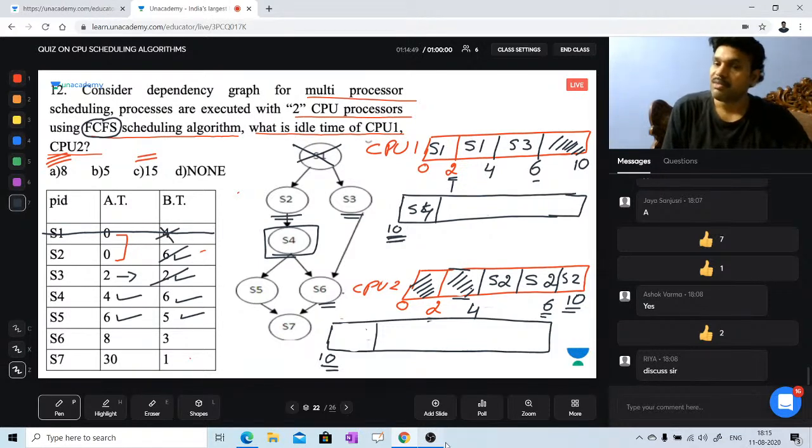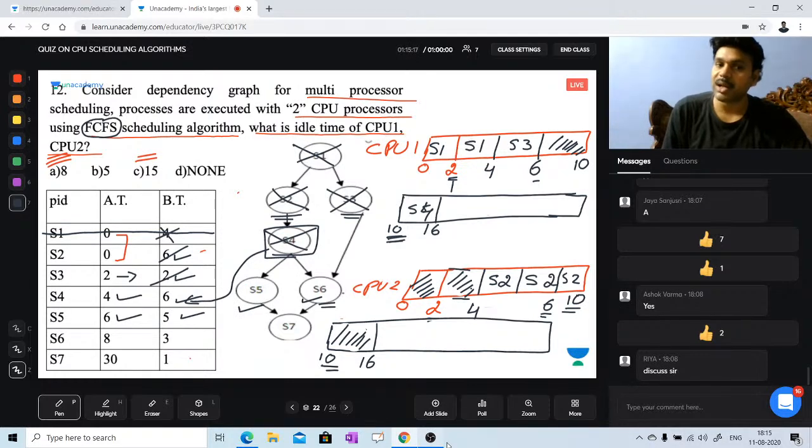Therefore, what happened? Whenever you switch on the process to one CPU, the other CPU is going to be idle in this case. So how many units? S4 requires exactly 6 units of time. Up to 16 the CPU1 is busy, and from 10 to 16 the CPU2 is going to be idle in this case. Now, after completion of S4, and this is S2 done, and this is S3 done, now I can run S5 and S6 happily.